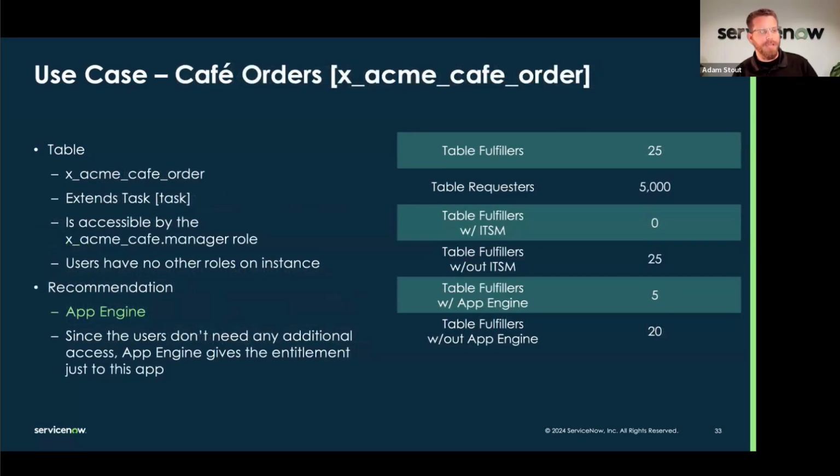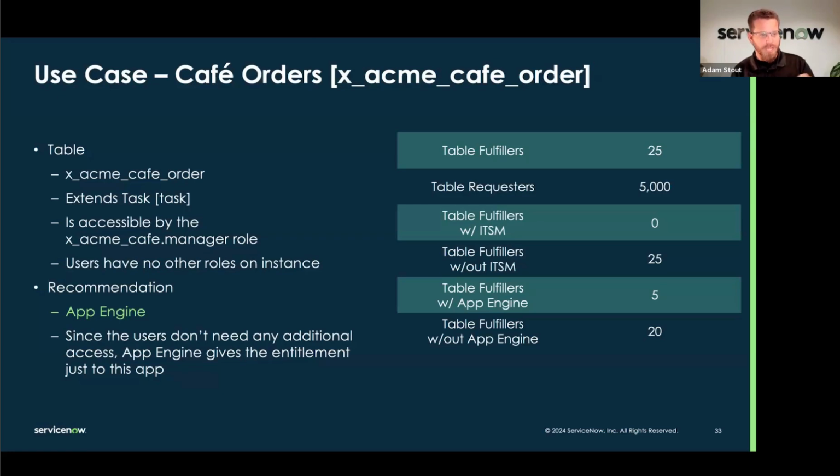Next one I have is the Acme Cafe order. Acme might have been a partner. I might work for Acme Core, and I'll see Acme as my vendor code. I have cafe order. The table has 25 fulfillers and 5,000 requesters.